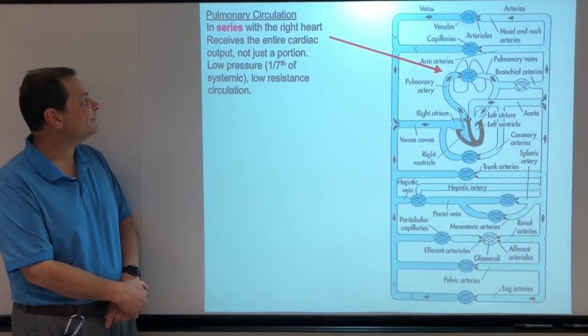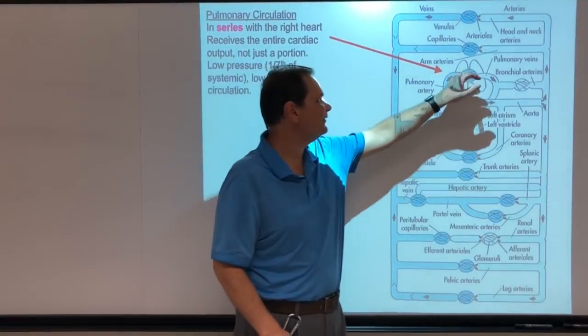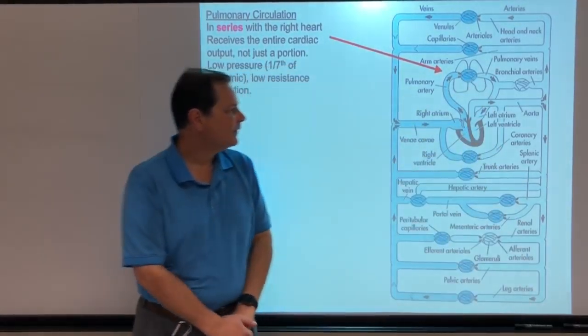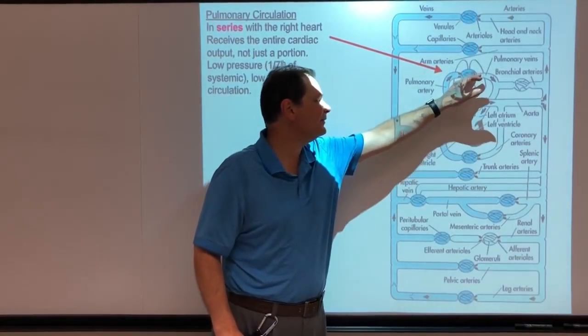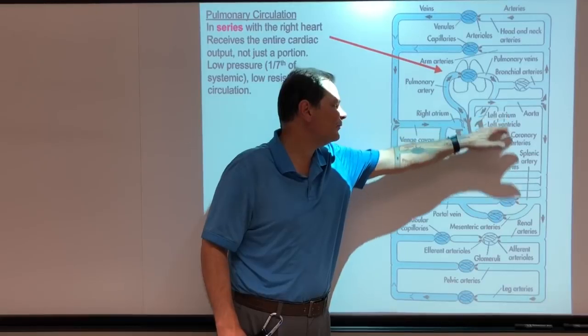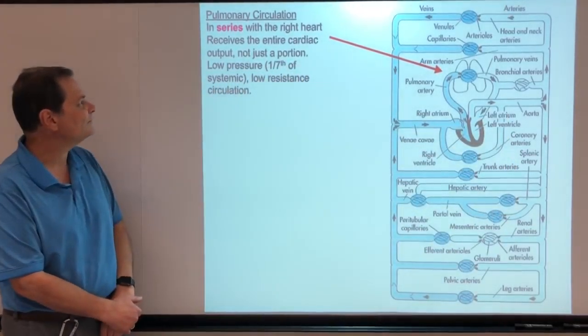The first thing to note, as I said in the last video, is that the pulmonary circulation is in series with the heart. For the most part, the entire cardiac output from the right side enters the lungs, and the entire output from the lungs enters the left heart. These are in series with one another, okay?